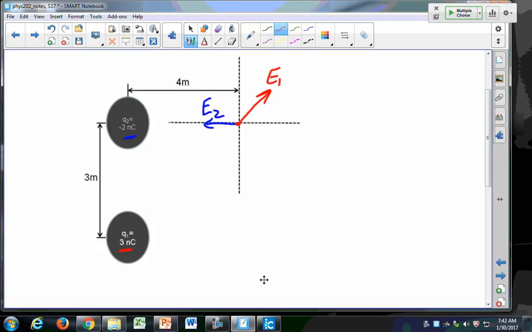Then we also want to know what this angle is, recognizing that we have a triangle here. It's a 3, 4, 5 triangle, so that distance is 5 meters. And if you know your 3, 4, 5 triangle, this angle is 37 degrees. If you don't, you do the inverse tan of 3 over 4. And that'll give you 37 degrees.